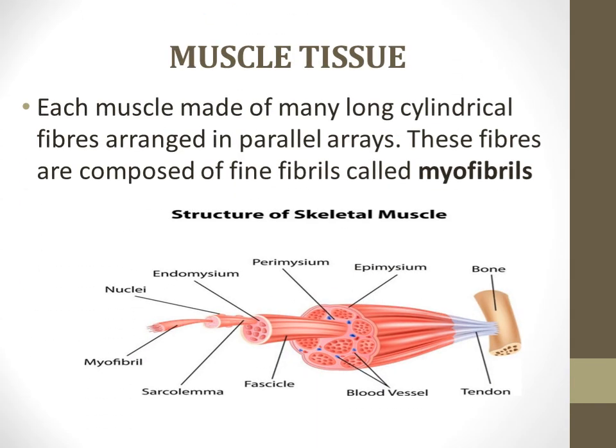Then this is another animal tissue. So far we have completed two animal tissues. One is epithelial tissue, another one is connective tissue, right? And this is the third tissue for animals, that is muscle tissue, right? Let us see what muscle tissue is. So each muscle is made of many long cylindrical fibers arranged in parallel rays. These fibers are composed of fine fibrils called myofibrils.